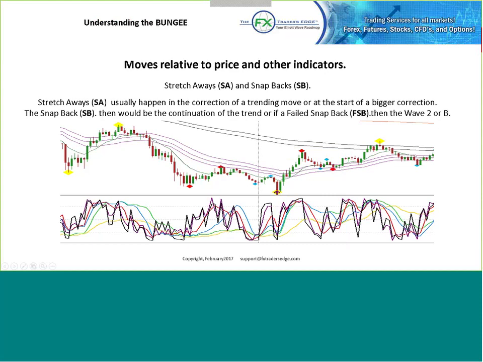Okay, any questions on that bit then? How the bungee relates to wavy tunnel trades. Yeah, in an impulsive move down, a stretch away and a snapback relate to breakout threes. And in a correction, the stretch away and the snapback and the subsequent move relate to the A, B, C, the 1, 2, 3 element of a bigger move in the opposite direction.